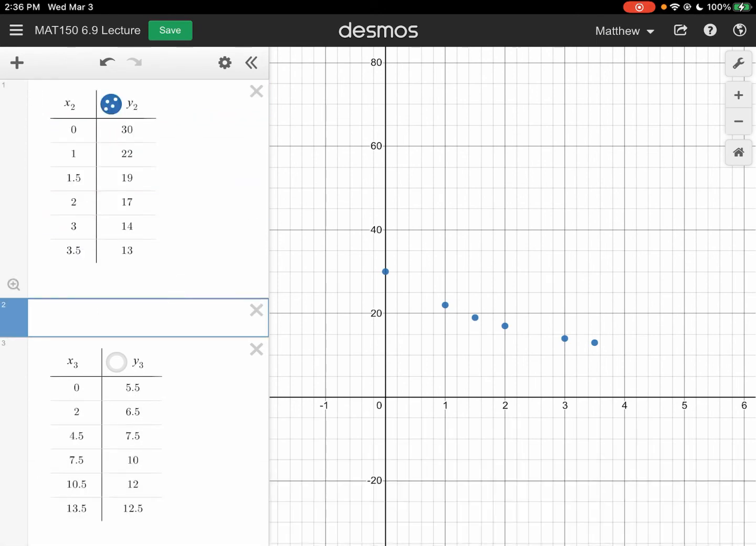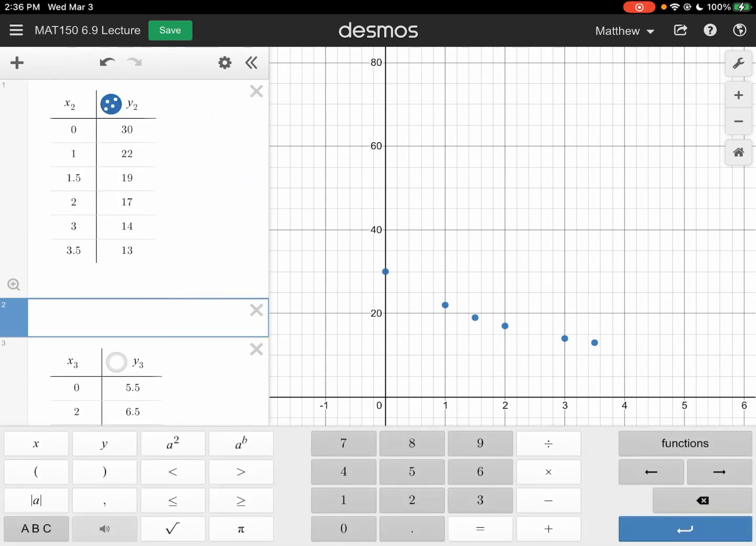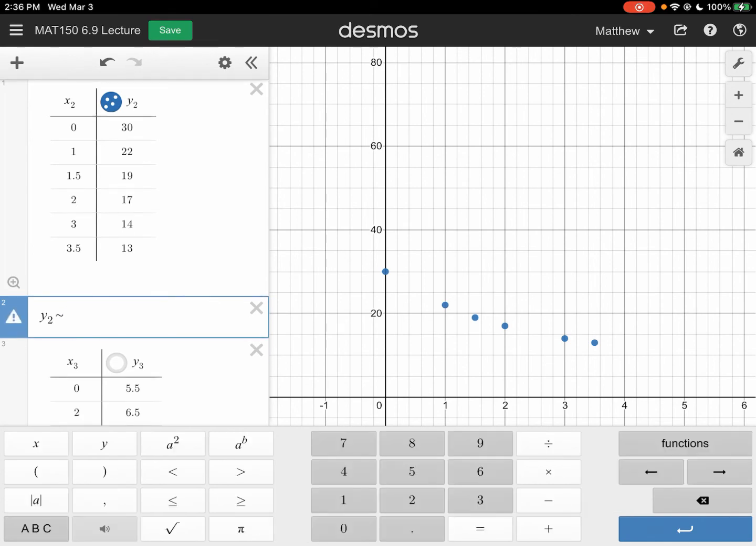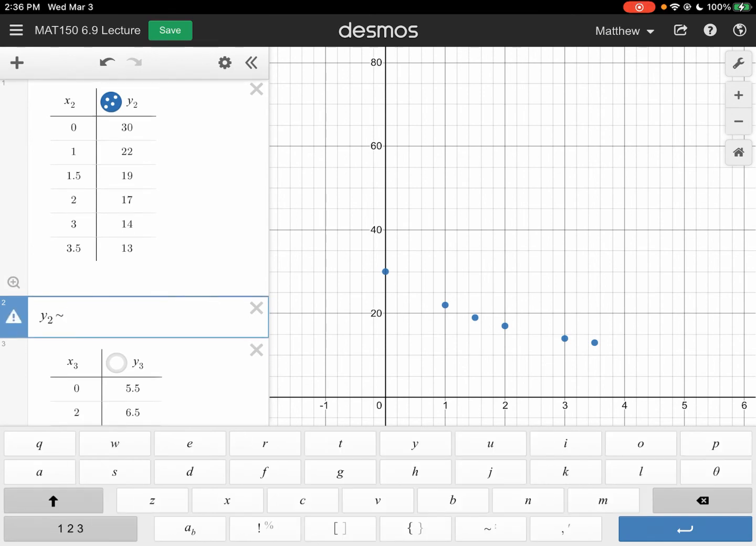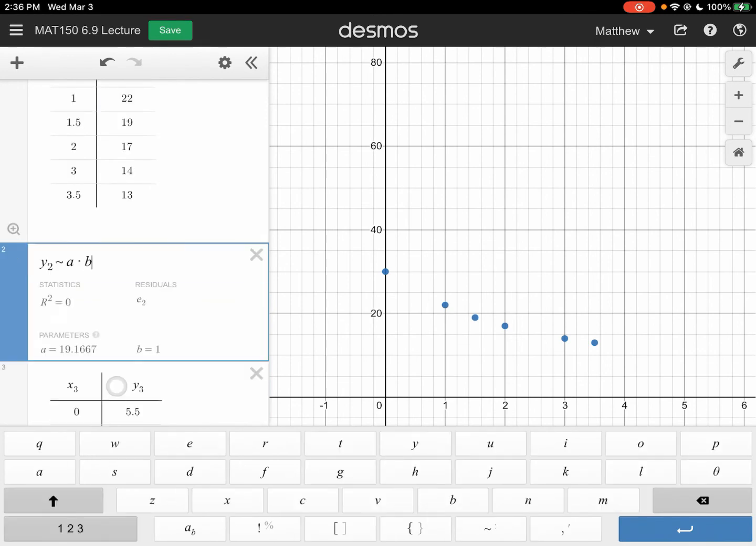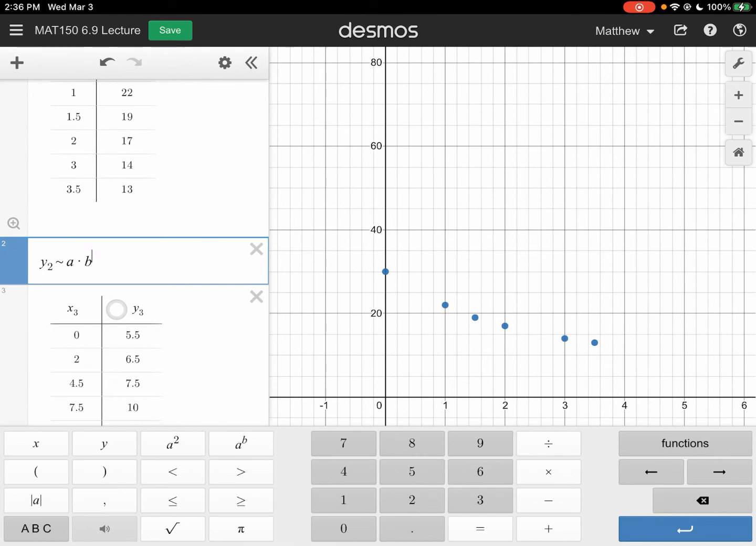Let's put that below the table, not that that matters, and type in y sub 2, so just y2. The nice thing about Desmos is when you do a variable and then a number, it automatically makes it a subscript, so you don't have to go to the subscript symbol. Tilde, we do have to go tilde. A times B raised to the x1.